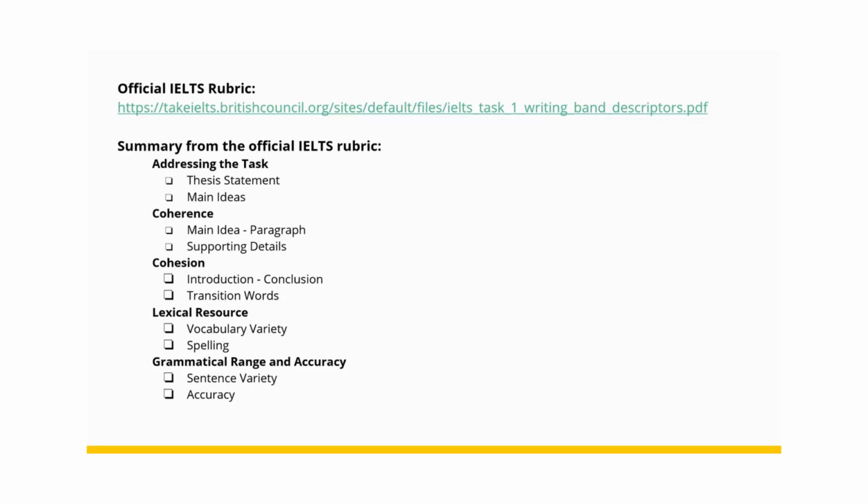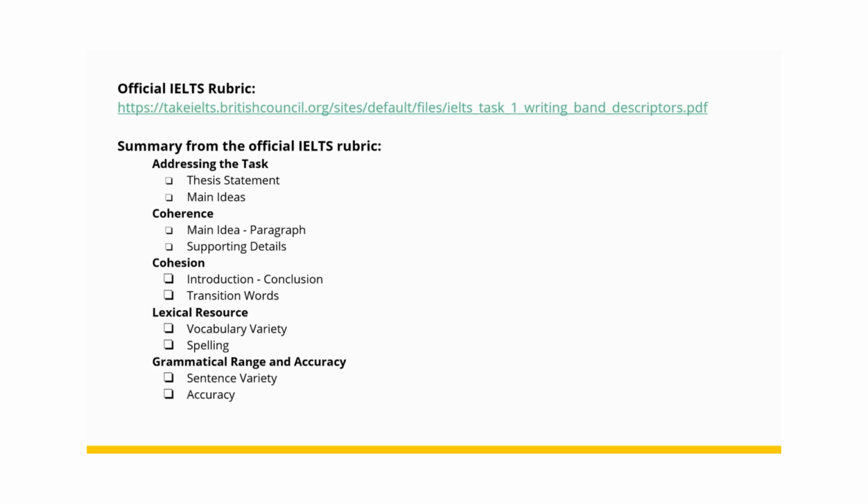And now we are going to discuss our official IELTS rubric, and that will ensure that you know how to get a certain band score. You can follow this link that I provided on the slide, and it's going to take you to the British Council website where you can see a very detailed rubric and how to get a certain score. But here I have a summary from the official IELTS rubric. It's kind of like a brief summary of what you need to do in order to get a high score. So first of all, you have to make sure you are addressing the task, which means your essay has a thesis statement and main ideas.